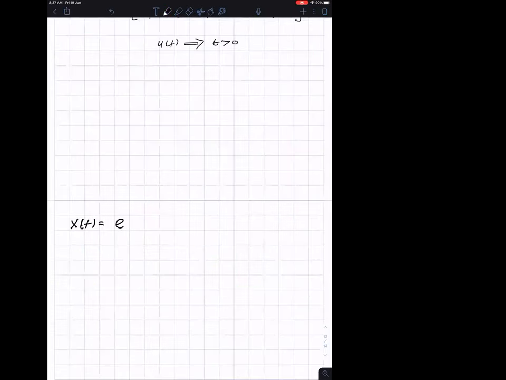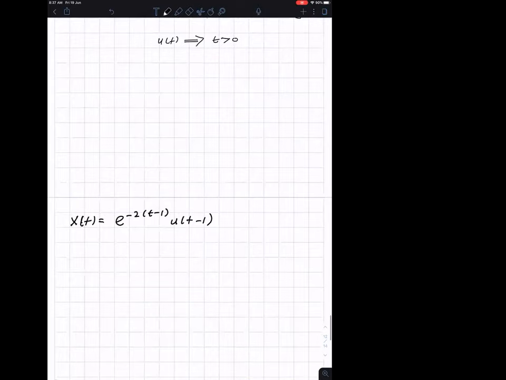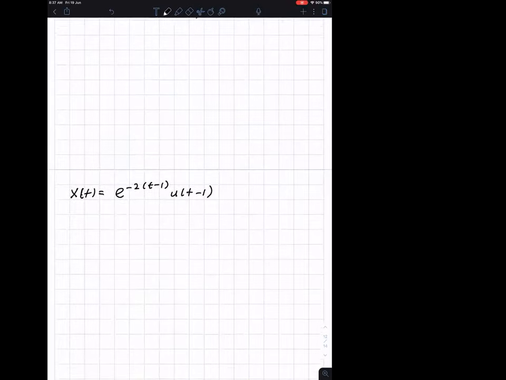x(t) is e to the minus 2 t. So there's a time delay. You can find the Fourier transform of this from the table, or you can find it by integrating using the definition of the Fourier transform.